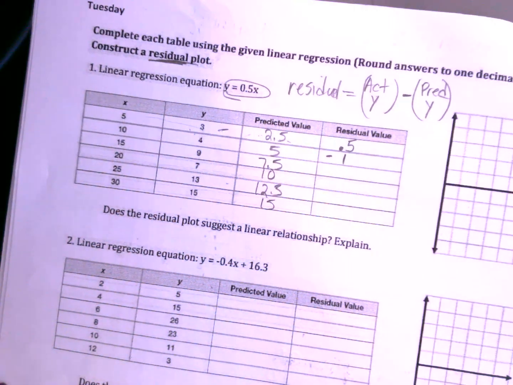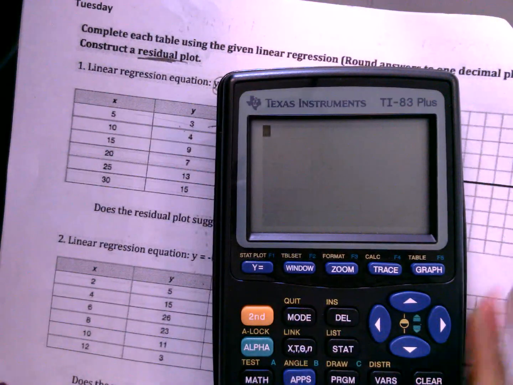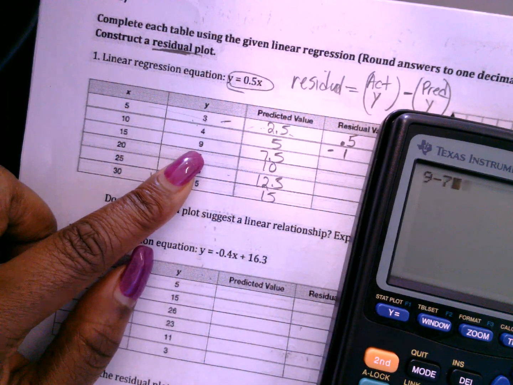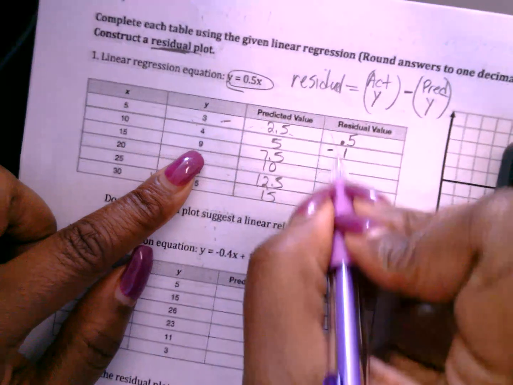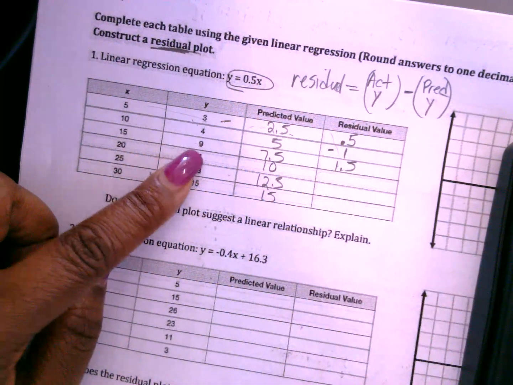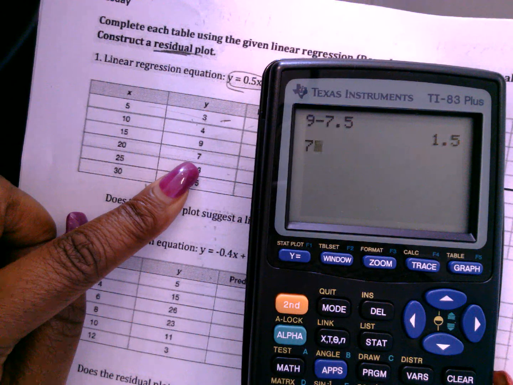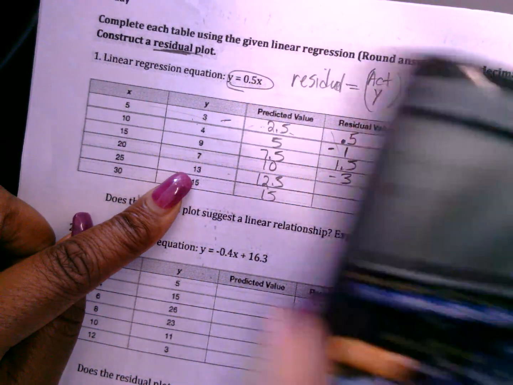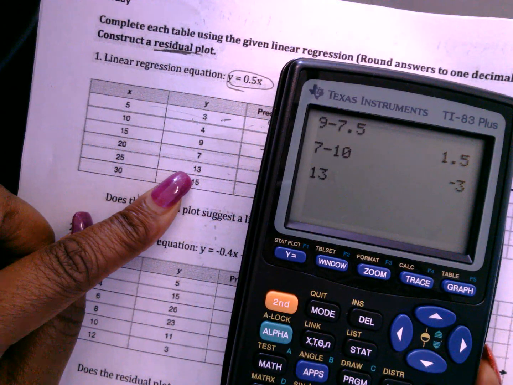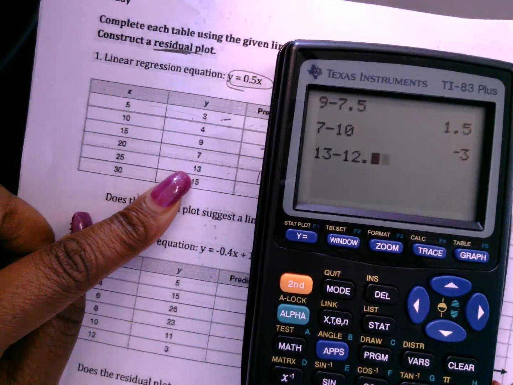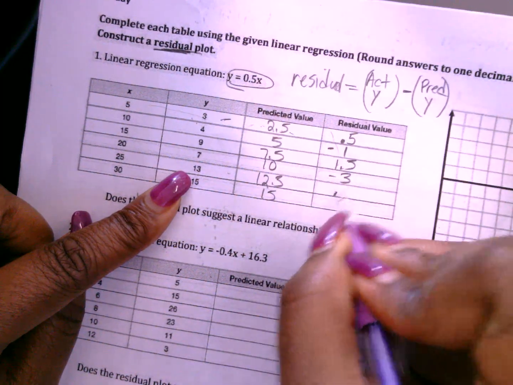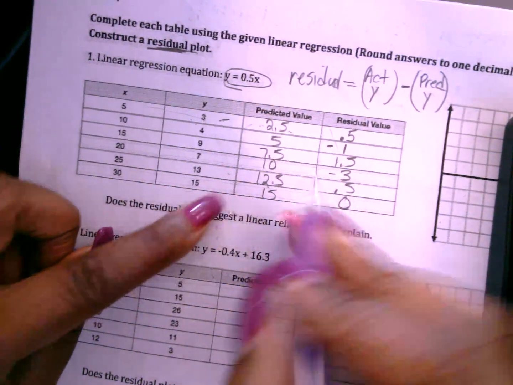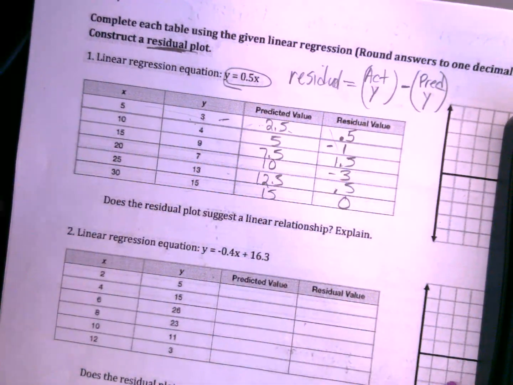Let me go back to the main screen, second mode. Then we got 9 minus 7.5, 1.5, positive 1.5. So this point is above the line. Then 7 minus 10. What's 7 minus 10? It's 3 below the line. Then 13 minus 12.5, what's that? Positive 0.5. It's above the line. And this is 0. This is a point that's actually on the line. You see how they're the same?